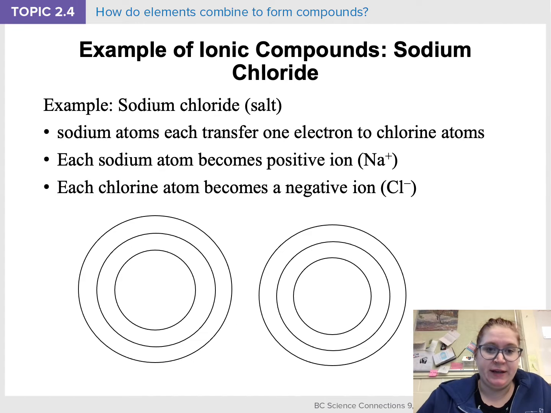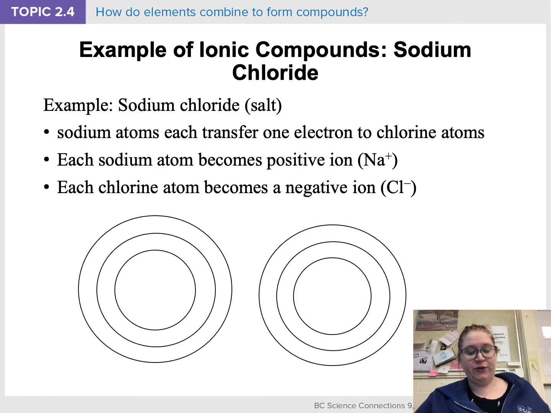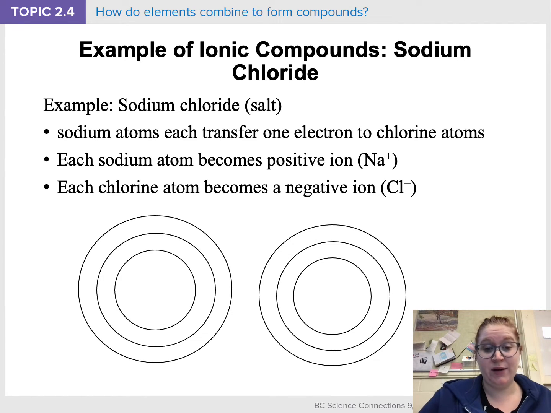So we're going to draw an example of an ionic compound. So we're going to do sodium chloride, which is table salt. So a sodium atom transfers one electron to a chlorine atom, and then that makes the sodium atom become a positive ion, Na+, and a chlorine atom becomes a negative ion, Cl-.